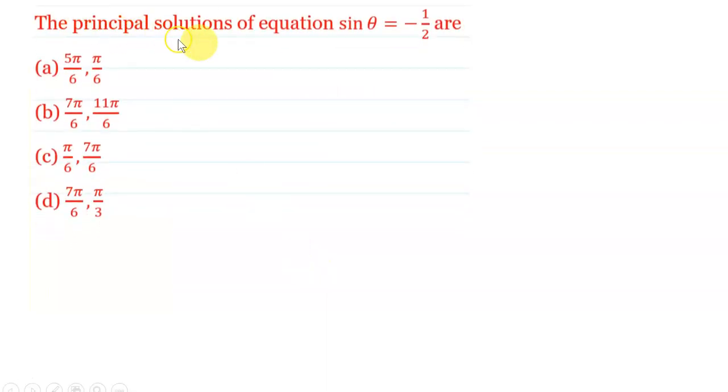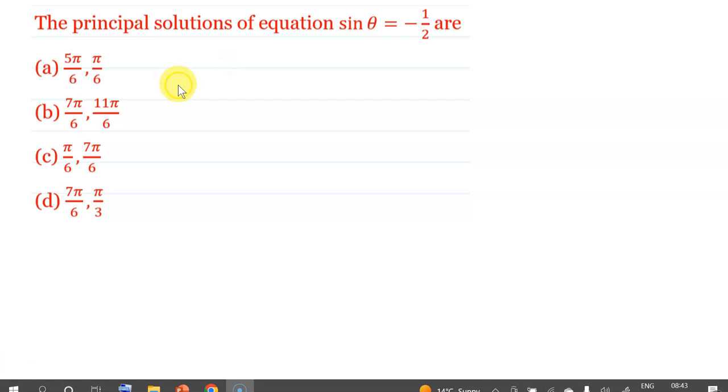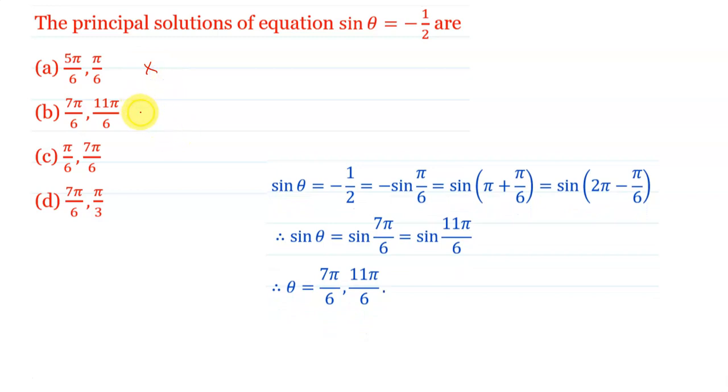Now the next, the principal solution of sine of theta is equal to minus 1 upon 2. Sine minus 1 upon 2 is negative in the third and the fourth quadrant. Therefore, the required quadrants: the first option will not be possible here. Now what about this? This will not be possible. Then which is possible? 7 pi by 6 and 11 pi by 6. You can see this here.